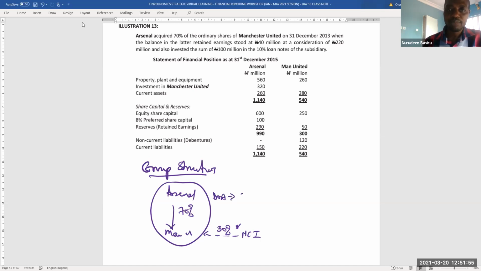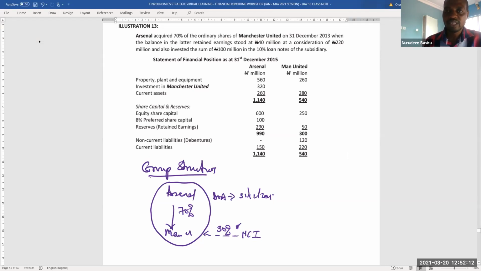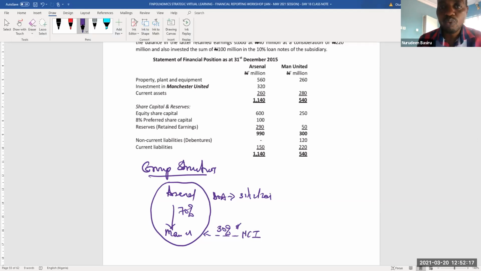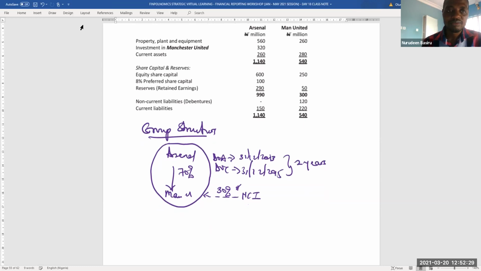Property, plant and equipment, 560 million for Arsenal, 260 million for Man U. Investments in Manchester United, 320 million. Current assets, 260 million for Arsenal, 280 million for Man U. Total, 1,140 million for Arsenal, 540 million for Manchester United.